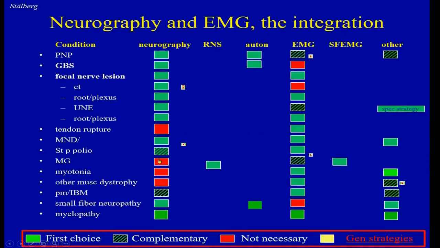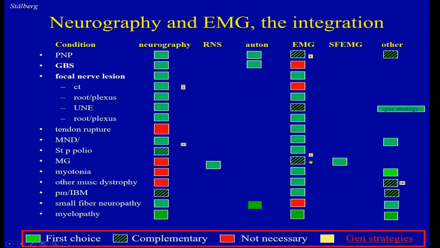For myasthenia, we have two distinct methods. One is repetitive nerve stimulation, and one is single fiber EMG. Repetitive nerve stimulation, depending on type of myasthenia, is positive in 60 to 80%, and single fiber EMG 80, 90, 97% sensitivity. But that is a little more time consuming, and it's not as useful for follow-up studies because it's a little more complicated.